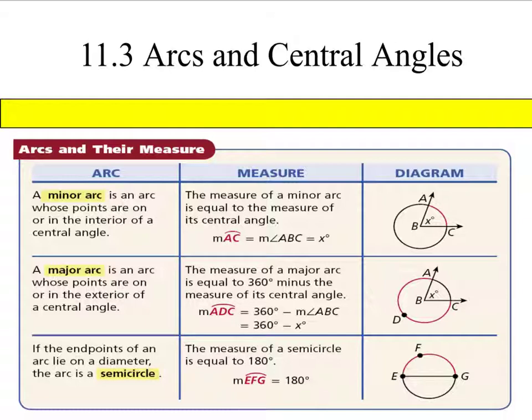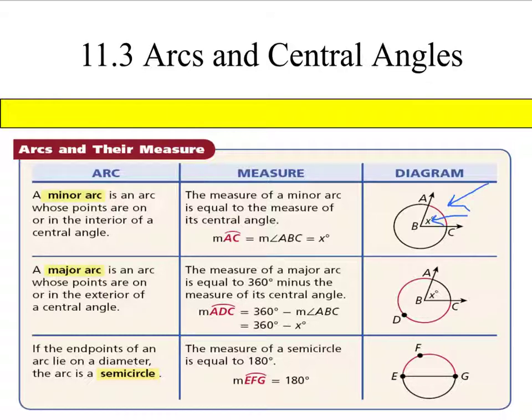All right, so there are different arcs inside a circle. There are minor arcs and there are major arcs. A minor arc is an arc whose midpoints are on or in the interior of a central angle. So if you look at the arc AC, that is a minor arc. We are looking for that red line there, and that's going to be the exact same as your inside central angle.